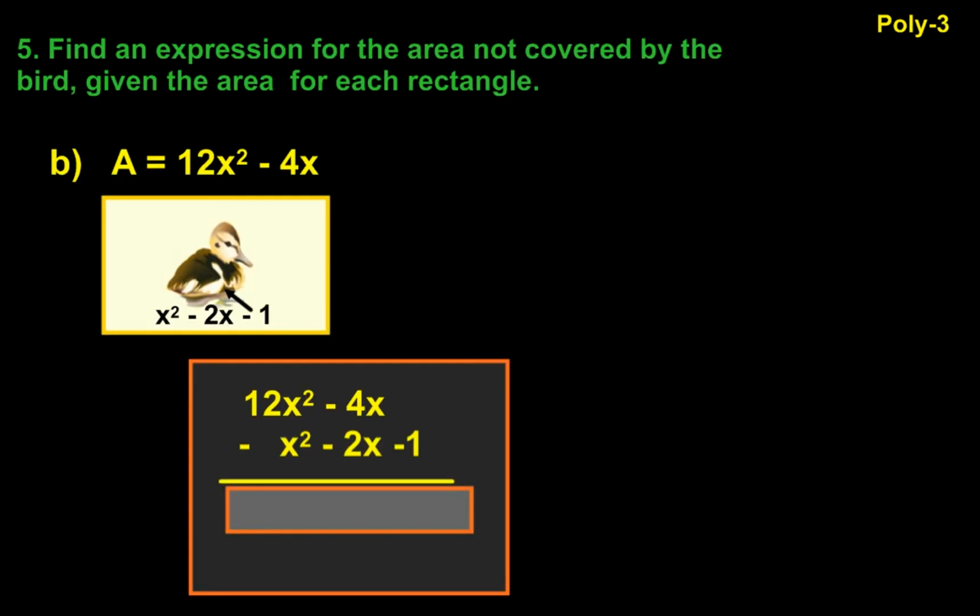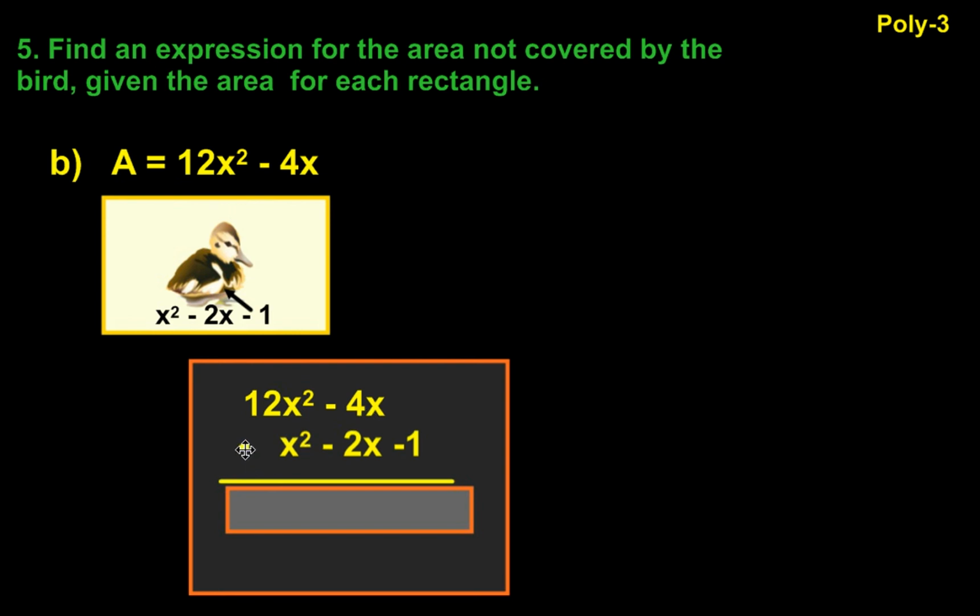For number 5, you're asked to find an expression for the area not covered by the bird, given the area for each rectangle. So we have the area of the entire rectangle is 12x squared minus 4x, and the area that the picture of the duck takes up is x squared minus 2x minus 1. So I set these up in column order, lining up the x squareds and the x's.